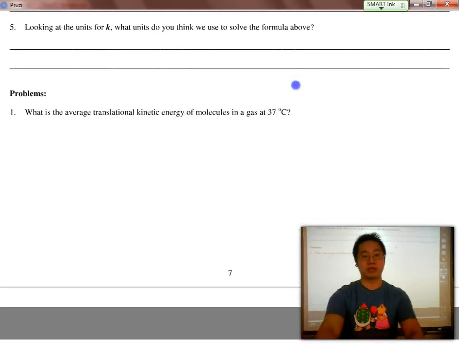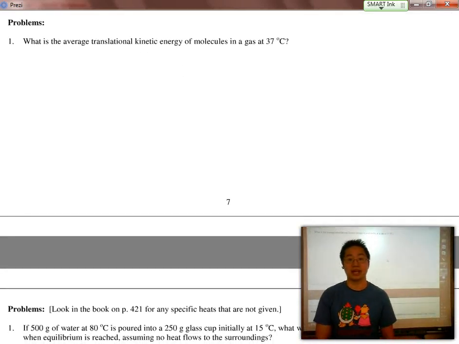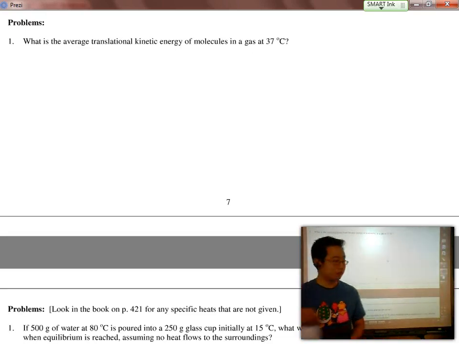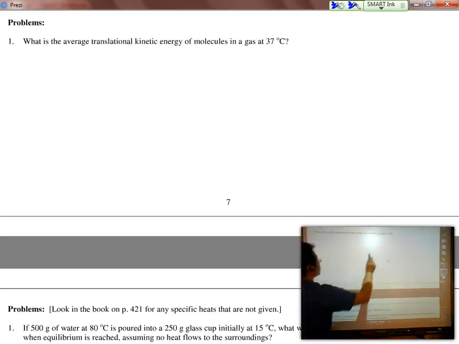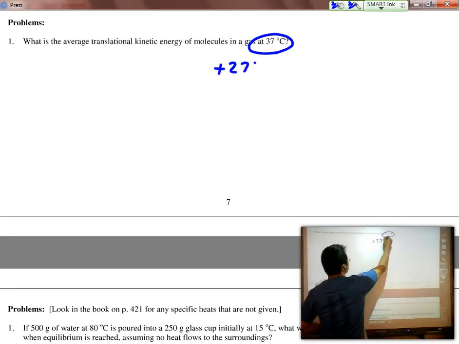So now, in this practice problem over here, they ask, what is the average translational kinetic energy of molecules in a gas at 37 degrees Celsius? So, very basic, where we understand that this temperature is in degrees Celsius, so we have to convert to Kelvin. So we add 273, and we convert to 310 Kelvin.